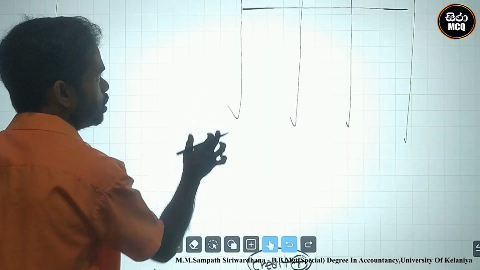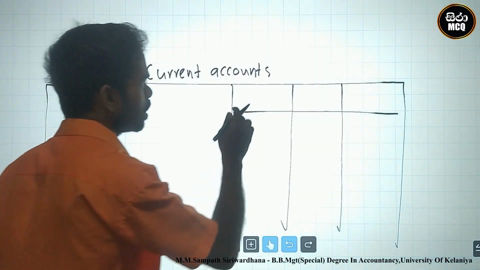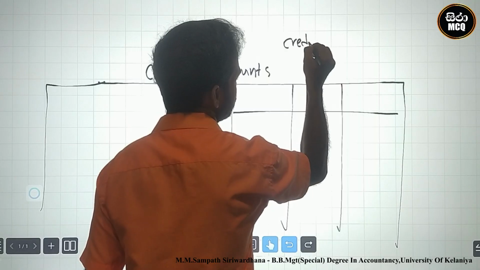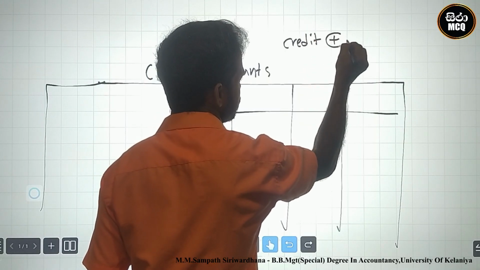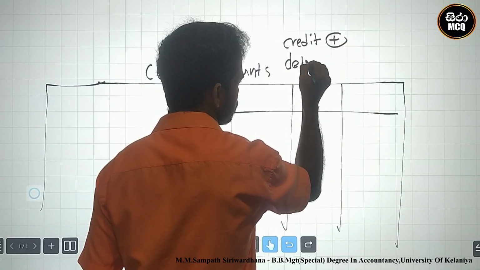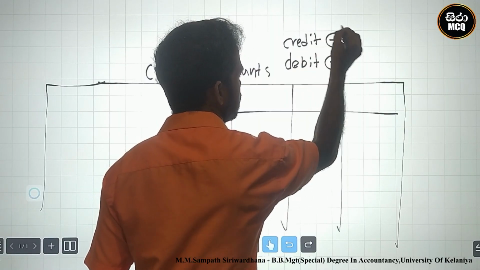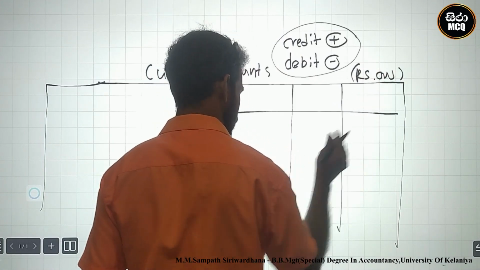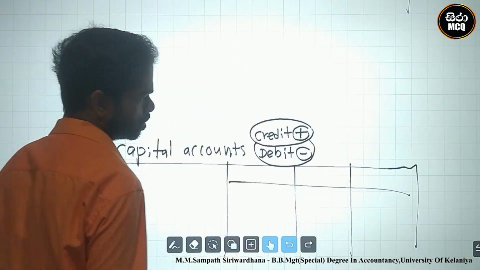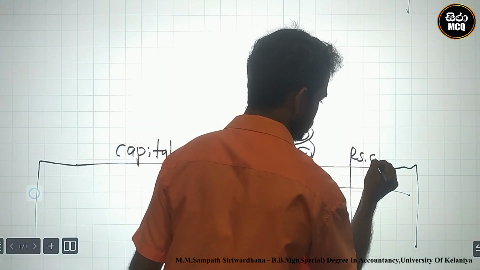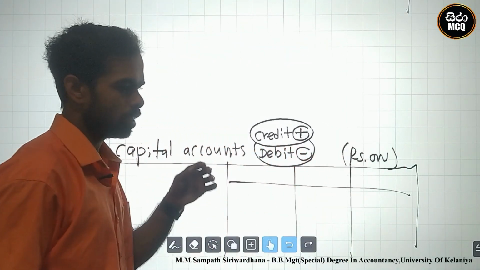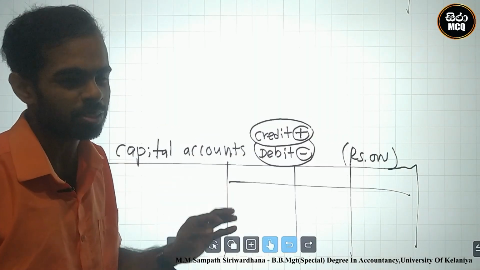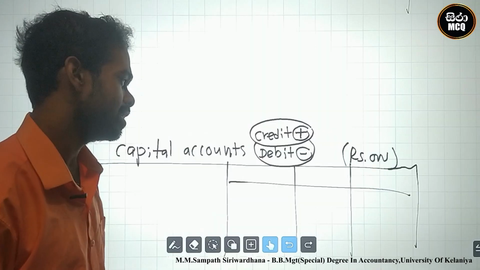This rule is applied to current accounts. Why? Current accounts are normally credit balances. Therefore, all credit sides I add, and all debit sides I minus. These are in thousands. Capital accounts are in thousands. What is the rule? All credit sides I increase, that is I plus. All debit sides I decrease, I minus.